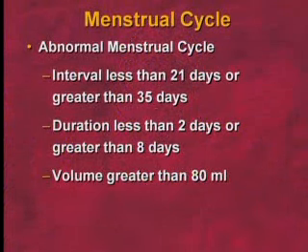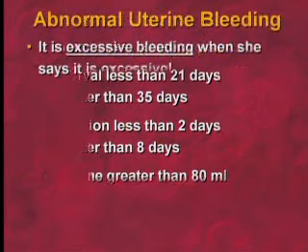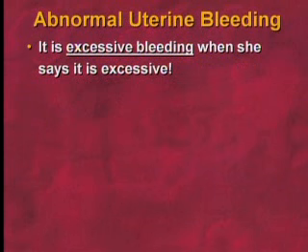So let's talk about the abnormal menstrual cycle. The interval is usually less than 21 days, or it can be greater than 35 days. The duration is usually less than 2 days, or it can be greater than 8 days, and the volume is greater than 80 milliliters. So how do we know if our patient is having excessive bleeding? It's really excessive bleeding, or she believes it is, when she says it's excessive. This can be a very subjective thing, but one thing for her is, how does it affect her daily life? Is she soaking through her clothing? Is it disruptive? Then it can be excessive to her.